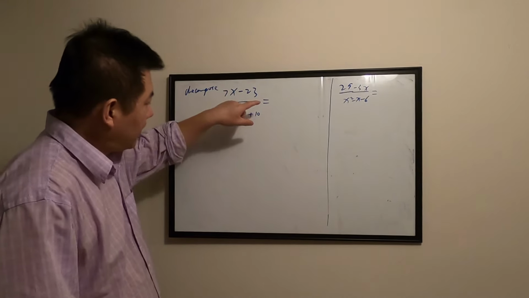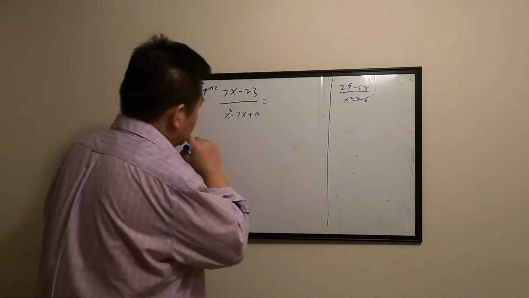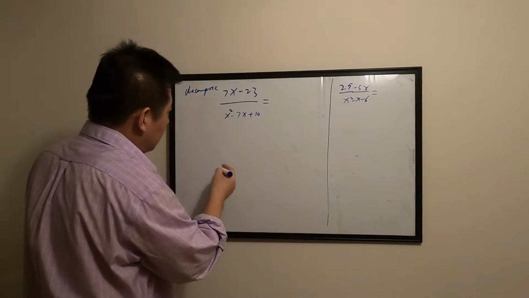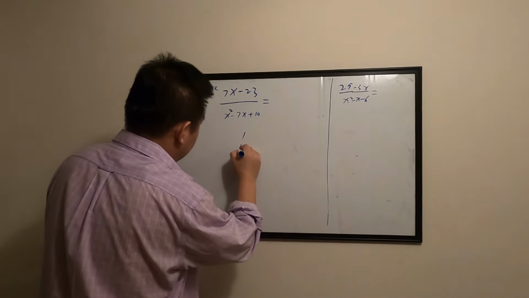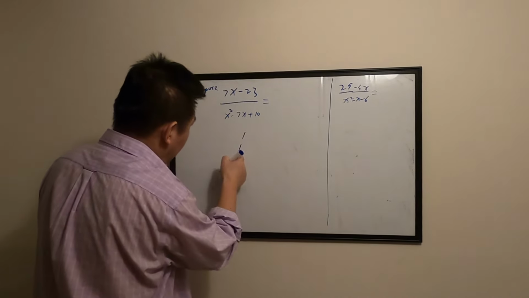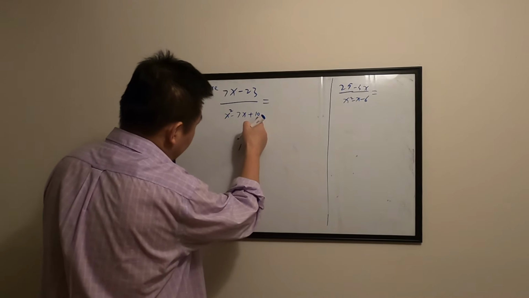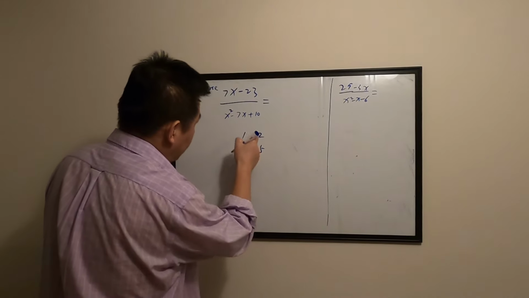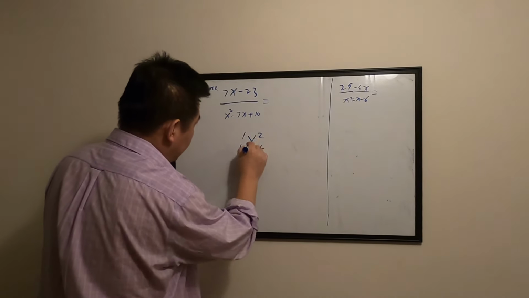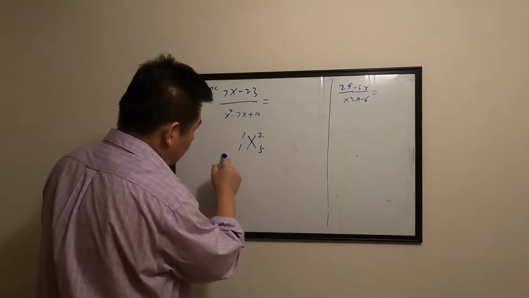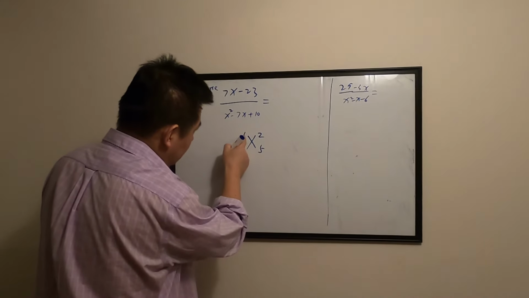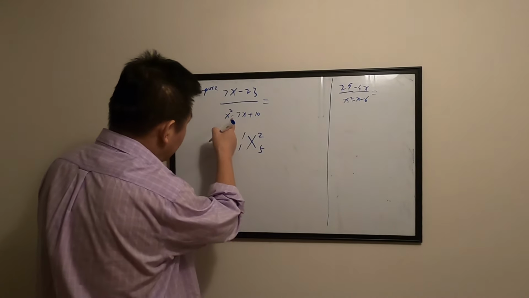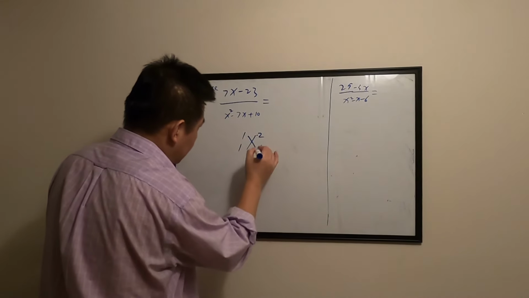To decompose this function, the first step is to factor this denominator. Like we do this: 1 times 1 is 1 here, and here 2 times 5 is 10. And 1 times 2 is 2, plus 1 times 5 is 7. But it's negative, so here, okay.